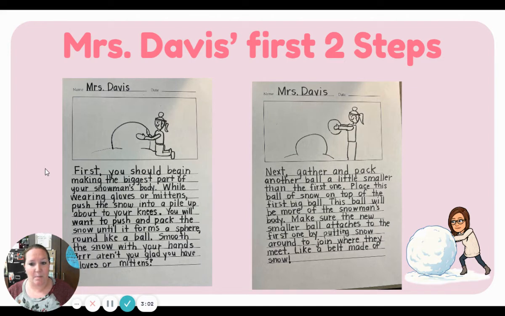Next, gather and pack another ball a little smaller than the first one. Place this ball of snow on top of the first big ball. This ball will be more of the snowman's body. Make sure the new smaller ball attaches to the first one by putting snow around to join where they meet, like a belt made of snow. I included that step because I've seen before where the ball will fall off if you don't attach it well.